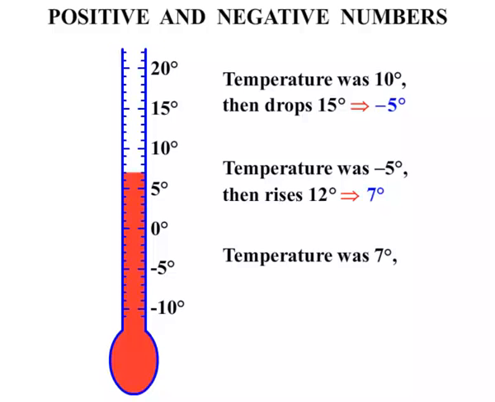So the temperature was 7 degrees and then drops 9 degrees. The new temperature would be minus 2 degrees.